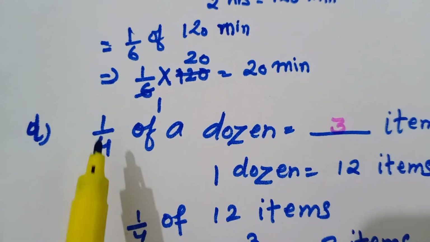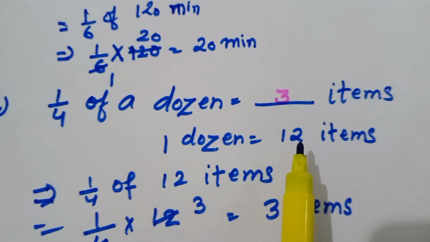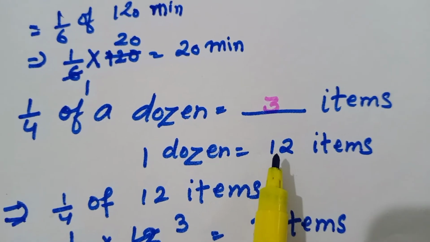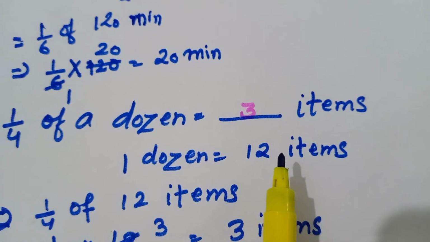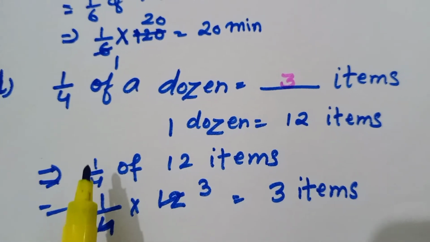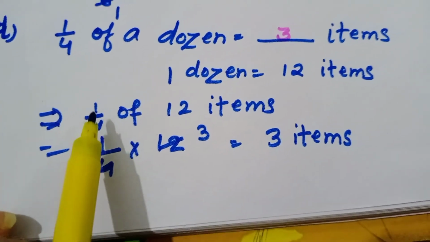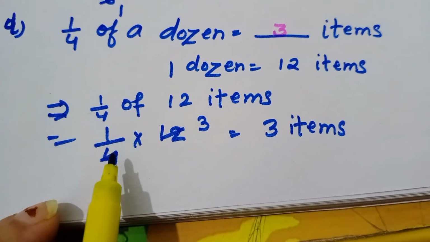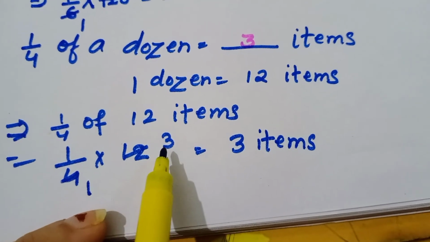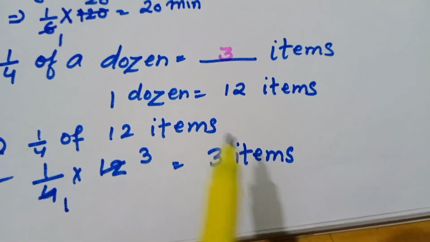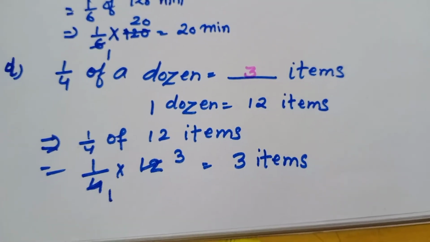Next part is 1 by 4 of a dozen. 1 dozen is 12 items. You all know, like bananas we always purchase in dozen. So 1 dozen is having 12 bananas, or 12 items, you can say. So 1 by 4 of 12 items is equal to 1 by 4 multiplied by 12. 4 times 1, 4 times 3 is 12. So 3 items. So 1 by 4 of a dozen is equal to 3 items.